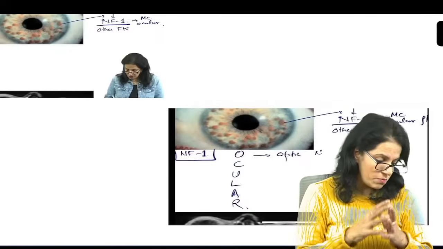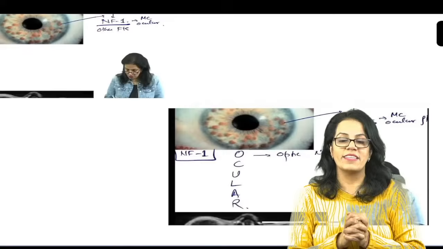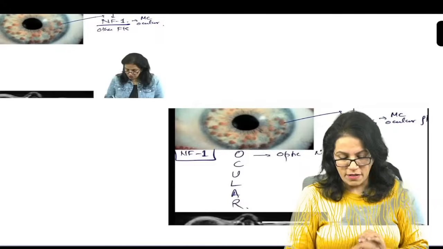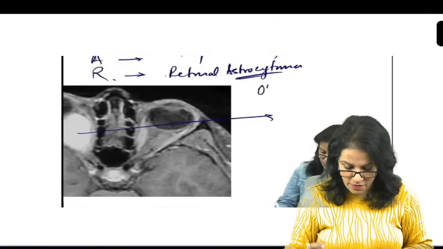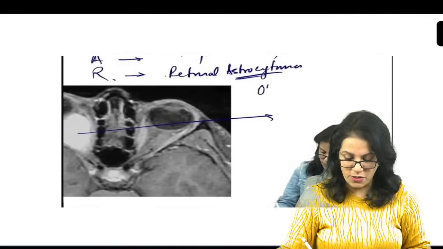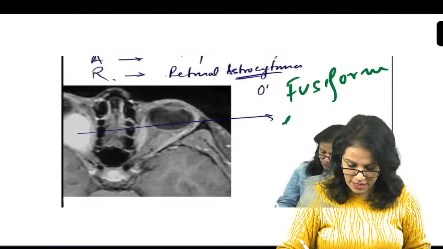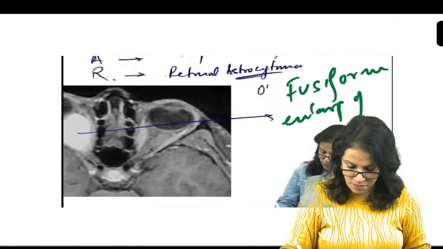Patient of NF1, most common tumor. If they have asked it this way too, I think we studied this very well. It is optic nerve glioma. And another question on optic nerve glioma, which you've learned with me earlier also, is fusiform enlargement of optic nerve. Right? Fusiform enlargement of optic nerve.